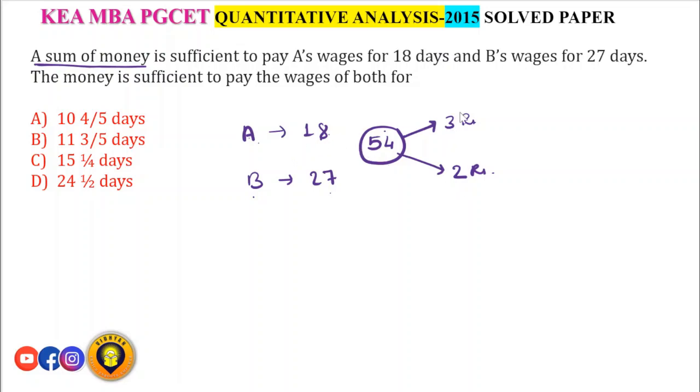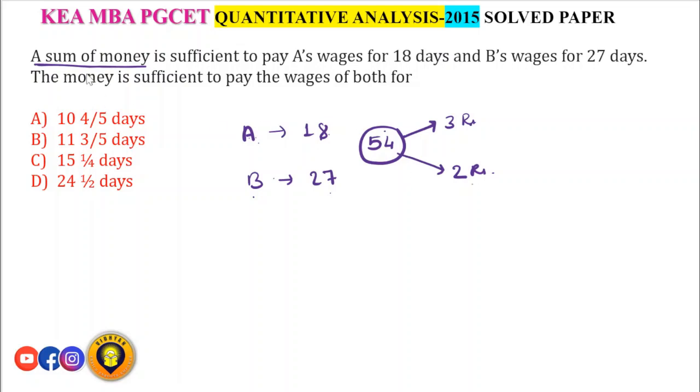Suppose A is working for 8 hours and B is working for 6 hours. Since A worked for 8 hours, he should get more money, and B worked for 6 hours, he should get a little less money, right? So that is what it is. A will get 3 rupees per day, B will get 2 rupees per day.